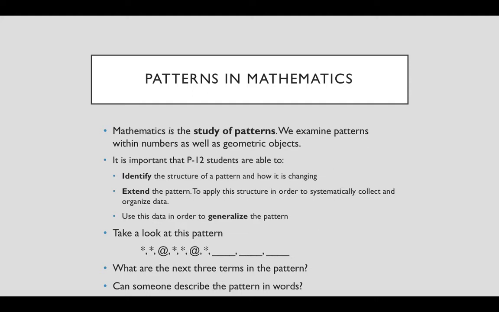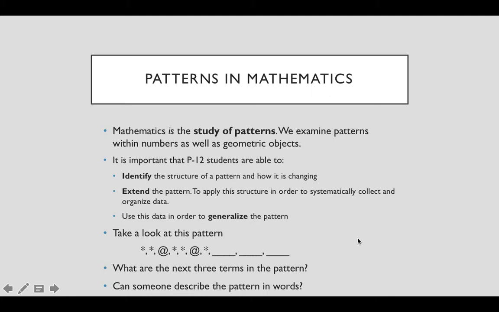If we look at the pattern below, star, star, ampersand, star, star, ampersand, star, and we ask what the next three terms in the pattern would be, well, if I look at the pattern, it seems that this part right here is the part that repeats. So star, star, ampersand, star, star, ampersand, star. So we should have star, ampersand, star.